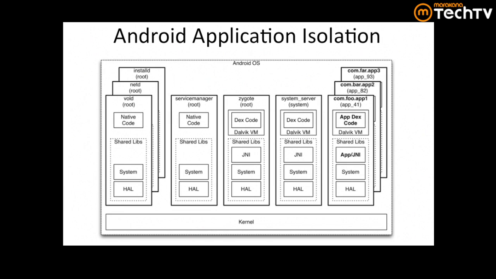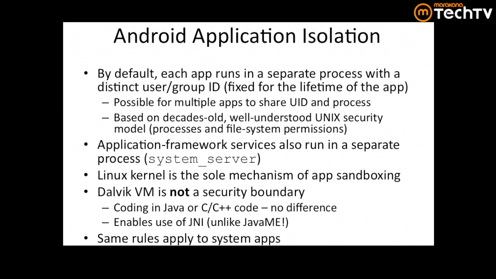It's the Linux kernel that provides isolation, because each and every app runs in a separate process. Process management is essentially the job of the Linux kernel. And one other thing I wanted to mention is that each app has a Dalvik virtual machine of its own. So this is actually very interesting and important for Android.